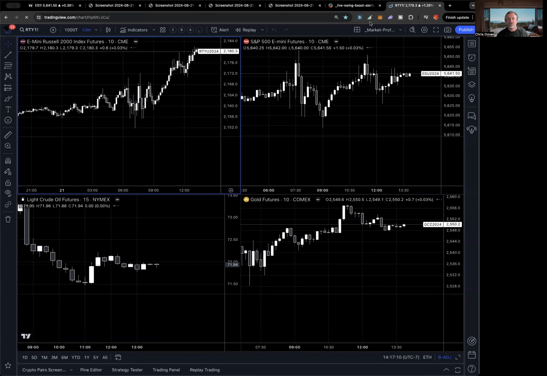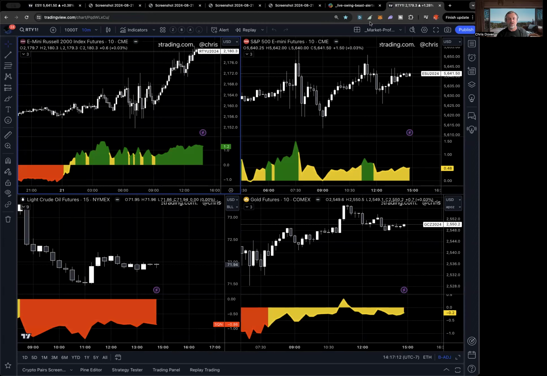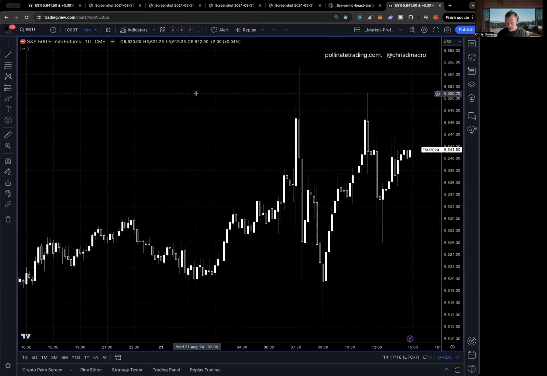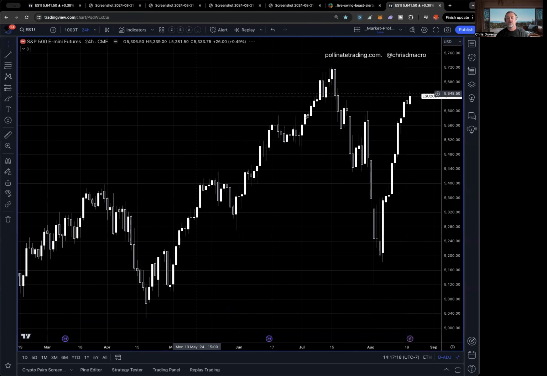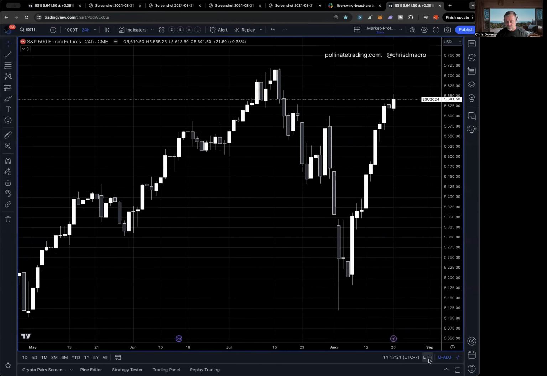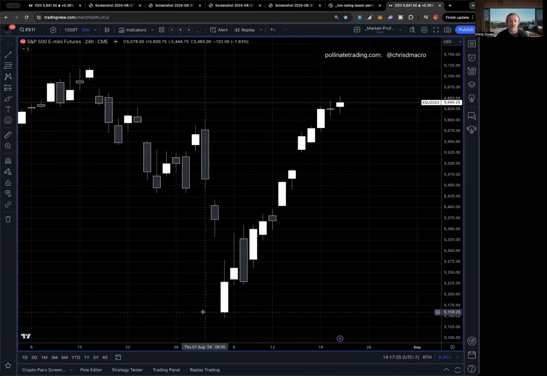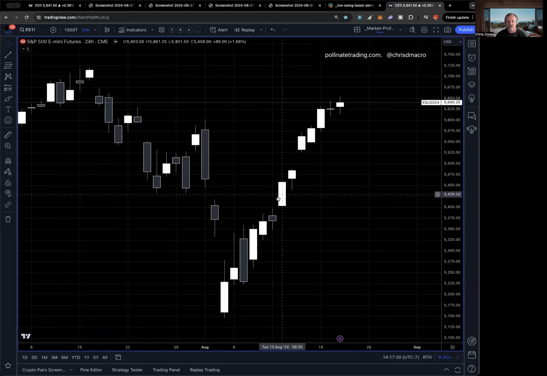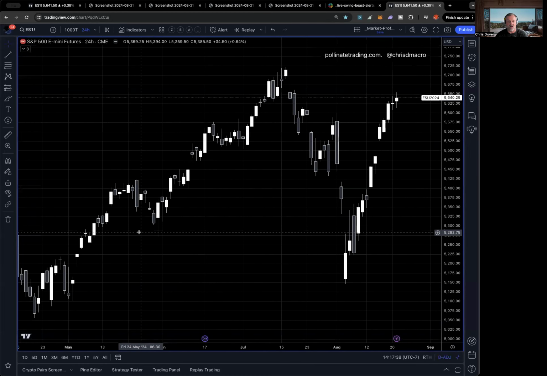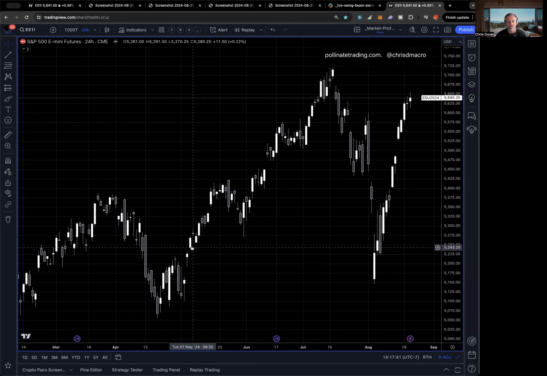Here we go. That's 10 minutes. Let's go 1440. Okay, and let's turn off the extra. So the idea is you can see, especially right here, a lot of the moves happen, you can see a gap up, gap up, a gap up, a gap up, a gap up. And a lot of moves of the S&P happen overnight.